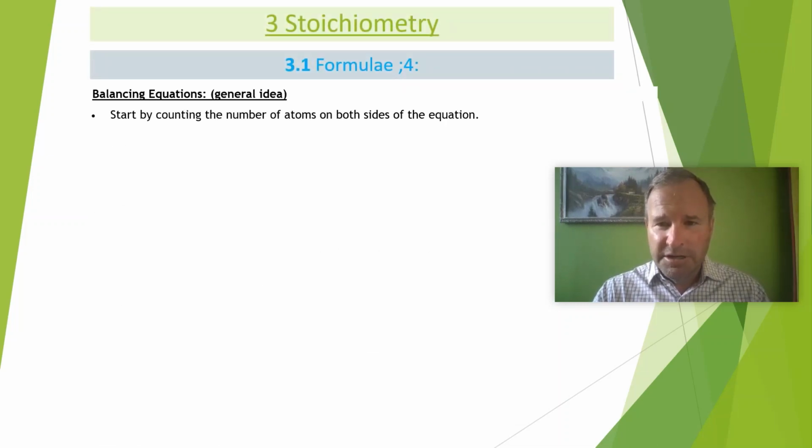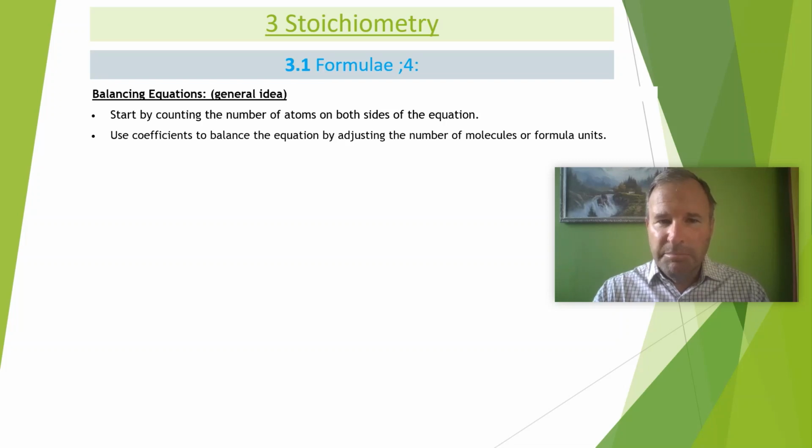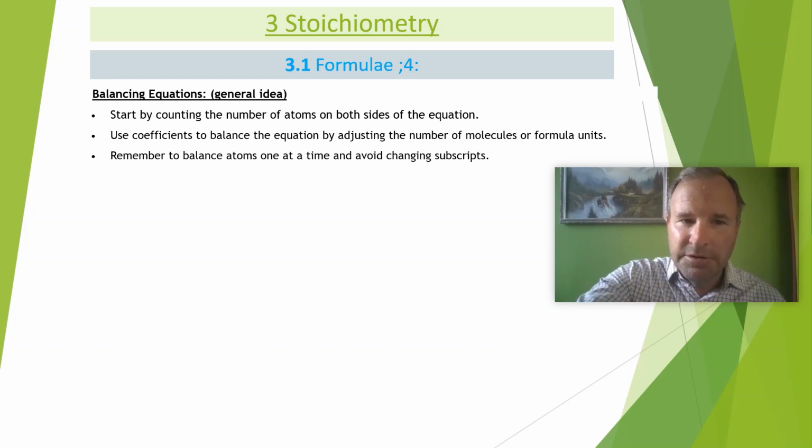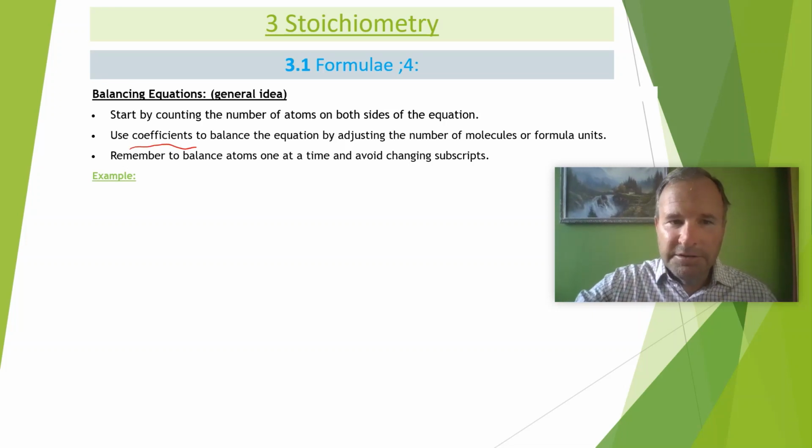Here's a general idea of how you balance equations if you've never come across it before. Start by counting the number of atoms on both sides of the equation. We'll go into more detail in the next slides. Use coefficients to balance the equation by adjusting the number of molecules or formula units. Remember to balance the atoms one at a time, avoiding changing subscripts. So if you've got the correct chemical formulae, don't change that, you put coefficients in front. That's what is meant by this. If you do your maths, you know that we mean coefficients as a number in front.